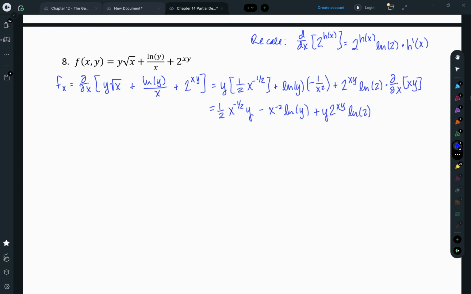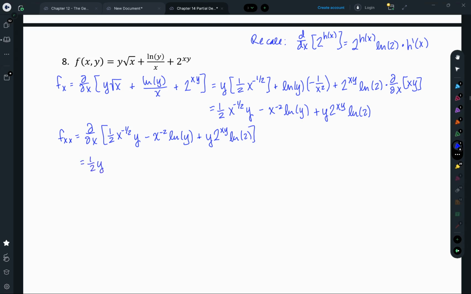But I'm not done, unfortunately. I have to go on to f sub xx. So f sub xx requires me to take del x of what we just found: 1/2 x to the negative 1/2 times y minus x to the minus 2 ln of y plus y 2 to the xy ln of 2. All right, so running a del x through and remembering to treat all the y functions as constants or just coefficients so that 1/2 y can come out in front.